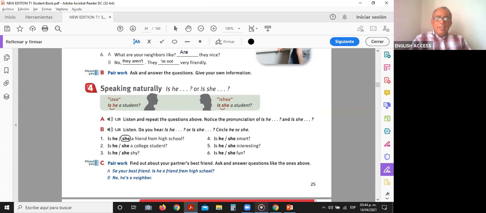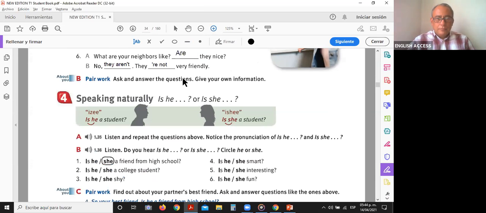Speaking naturally. In this part of the lesson, we are practicing the way we reproduce words in English. Now, here we have 2 sets of words. Is he or is she? Check the sound of each pronunciation. Page 25. 4. Speaking naturally. Is he or is she? A. Listen and repeat the questions above. Notice the pronunciation of is he and is she.